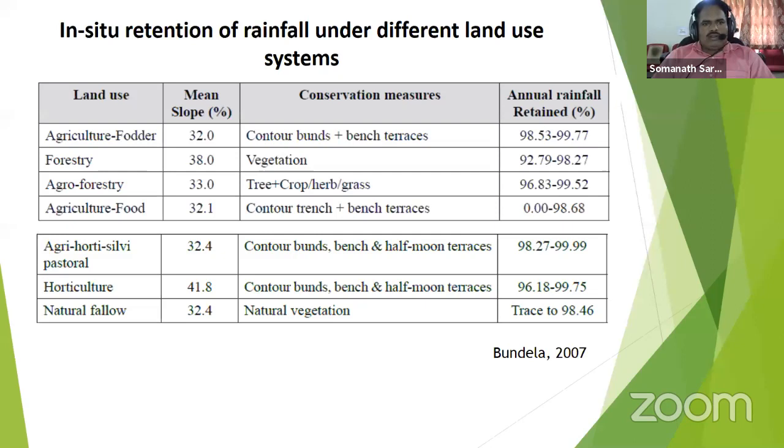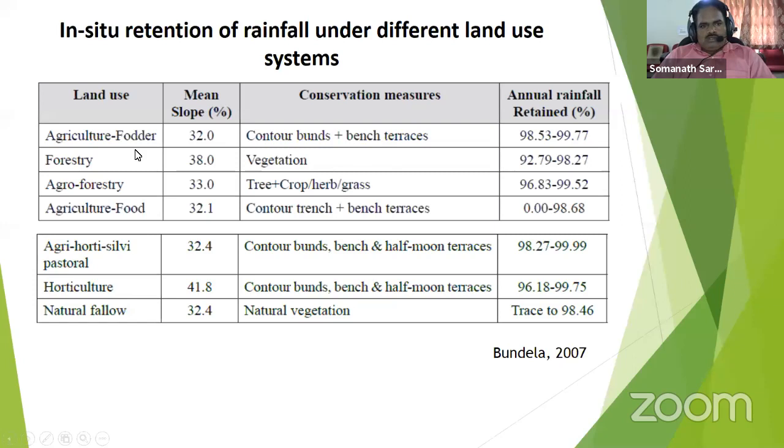In situ retention of rainfall under different land use systems. When annual rainfall is retained at a high rate, it reduces soil surface erosion, and it builds the health of the soil while reducing soil erosion.